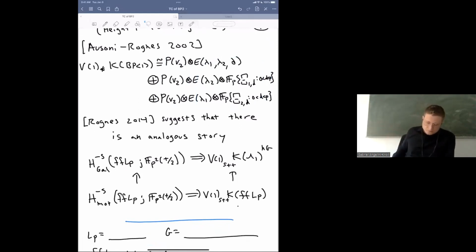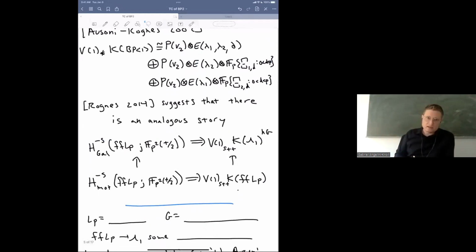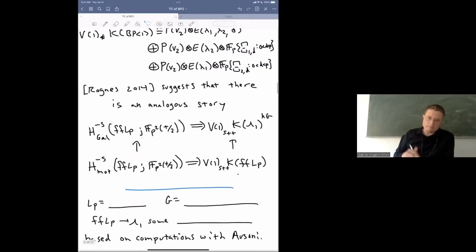Here there's some speculative stuff, but in 2014, John Rognes suggested that there may be an analogous story where you replace Q_p by a fraction field of the p-complete v_n-inverted BP⟨1⟩. If you take BP⟨1⟩, p-complete, and then invert v1, that's L_p. So G is some sort of speculative Galois group of Ω1 over the fraction field of L_p, and this is some maximal extension.